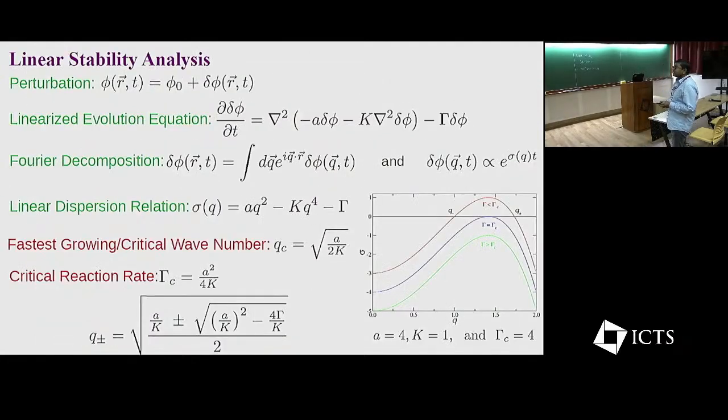Next, we perform stability analysis by perturbing the order parameter with respect to some base state phi 0, and we set phi 0 to be 0. This is our linearized evolution equation. We then Fourier decompose it and get a linear dispersion relation of this form. From this dispersion relation, we get the critical wave number as well as the critical reaction rate. As we see, there is a critical reaction rate gamma C at which just one mode starts to become unstable, and below gamma C we have a band of wave numbers that become unstable, and we have this expression of Q plus minus like this. These curves are for these parameters.